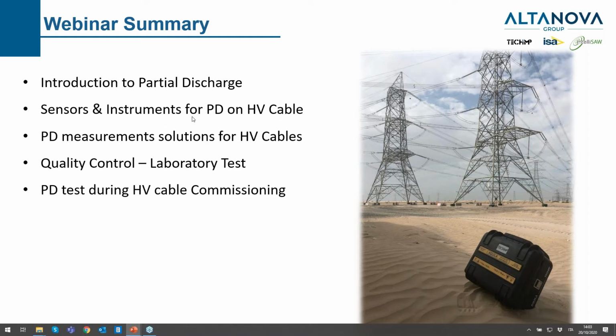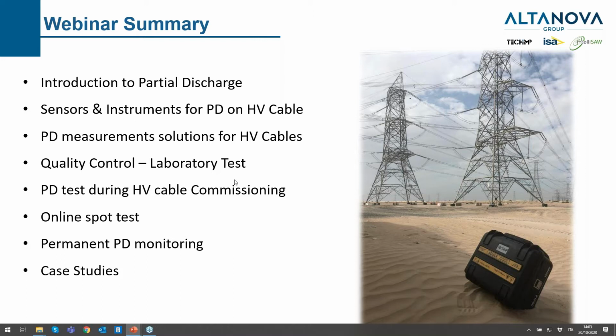We will have a quite deep vision of the partial discharge test during the high voltage cable commissioning. We will see something about the online spot testing in high voltage cable. And we will see also the permanent PD monitoring solution. At the end, some of the case studies based on the experience we have on site, on real cases.